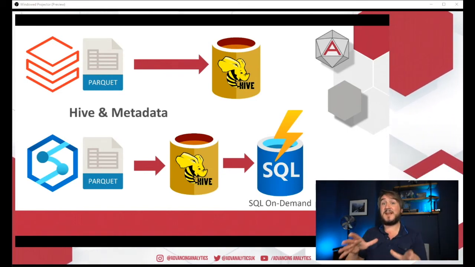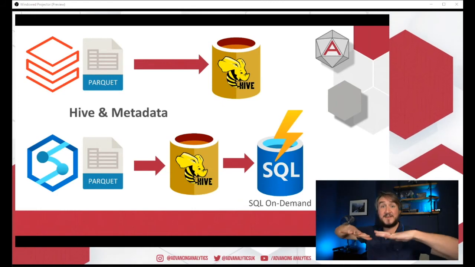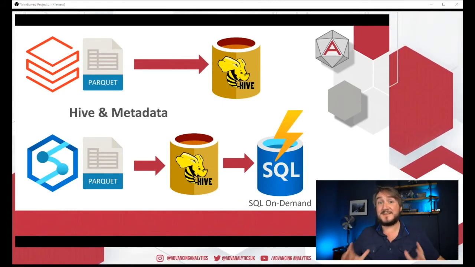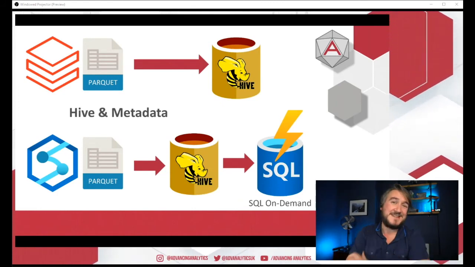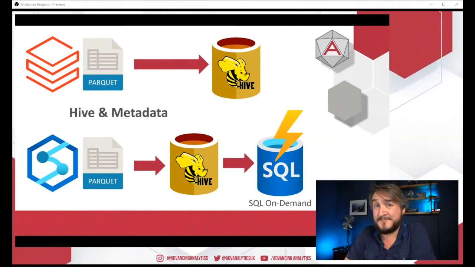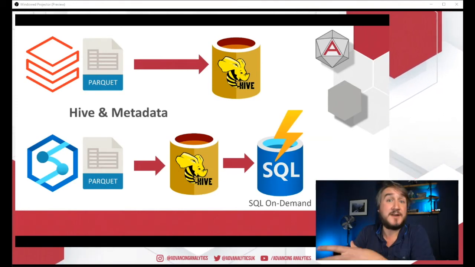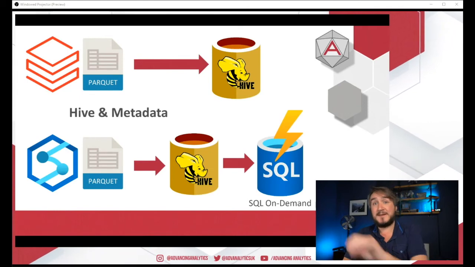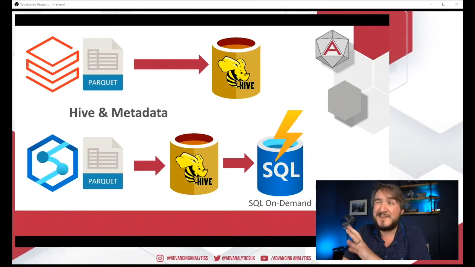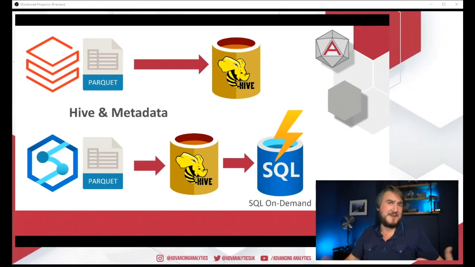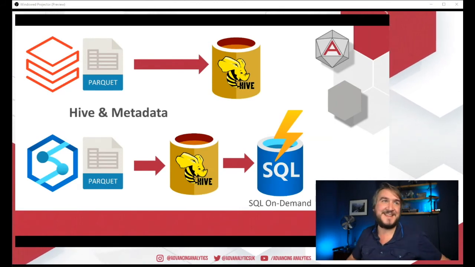So the communication between the Spark side and the serverless SQL side is really, really nice in Synapse. One limitation is that that doesn't work for Delta tables currently. So if I save my data as Parquet and expose that as Hive, that'll be immediately queryable by serverless SQL. Doesn't work for Delta. But, eventually, I'm sure we'll see that happen.